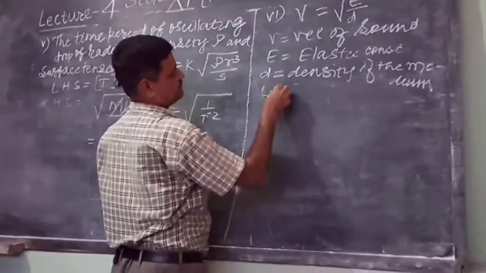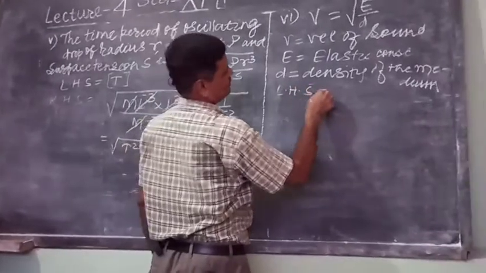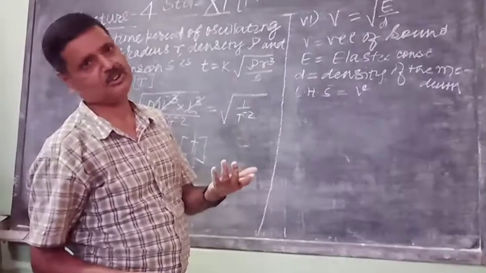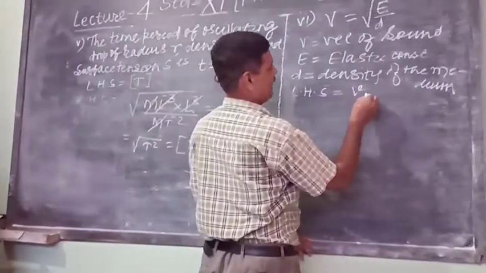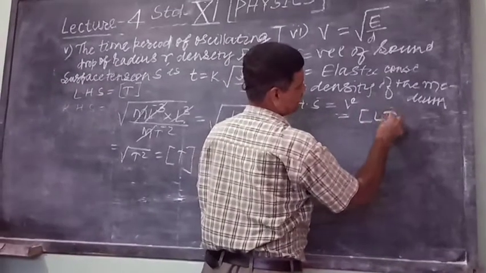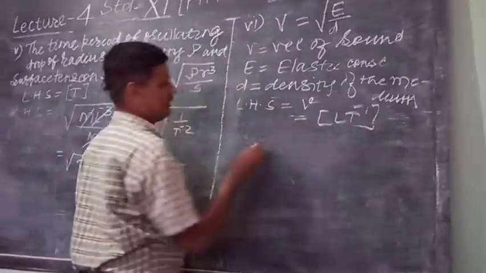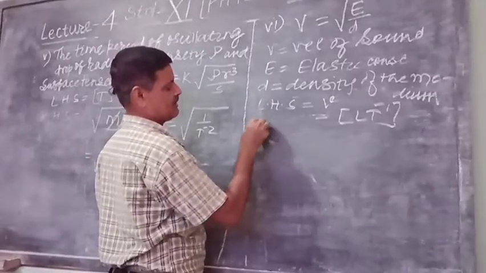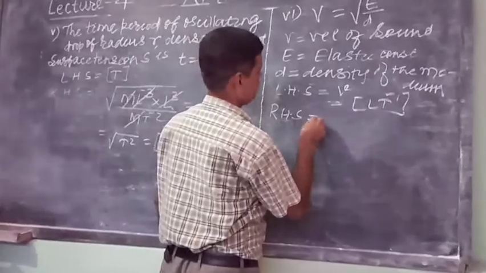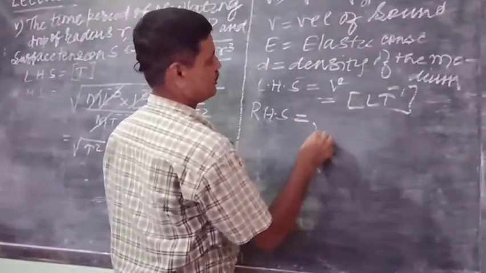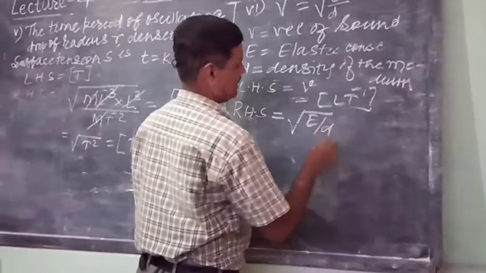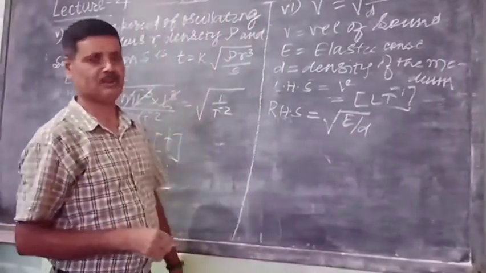The LHS term is very easy. This is your v. v represents the velocity of sound, and the dimension of velocity is already well known to all of you. And this velocity is LT^-1. That is your velocity. And let us come to the right side. RHS equals under root E by d. E is the elastic constant. Recall your memory.